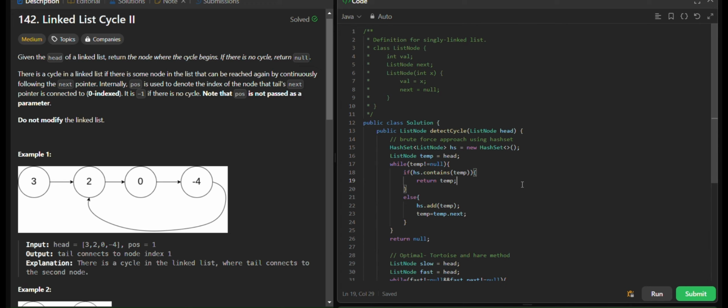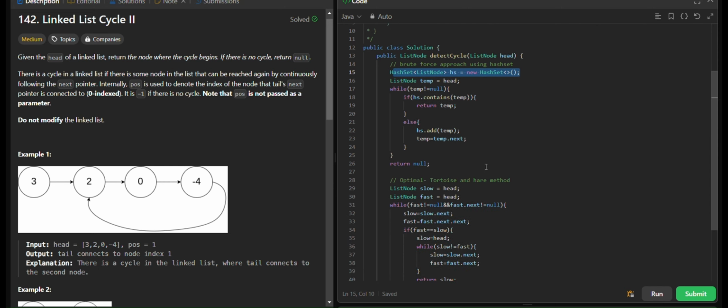So coming to the time complexity, it is similar to the previous brute force. So it will be big O of n because we are traversing through the entire linked list. And coming to the space complexity, it will be big O of n as well because we are storing every node. So it will be big O of n and time complexity will be big O of n as well. So let's try to optimize it by reducing the space complexity. The time complexity will be similar, but the space complexity can be reduced.